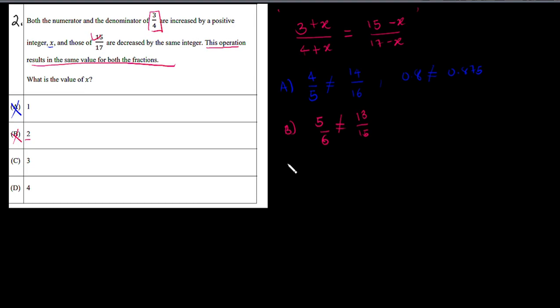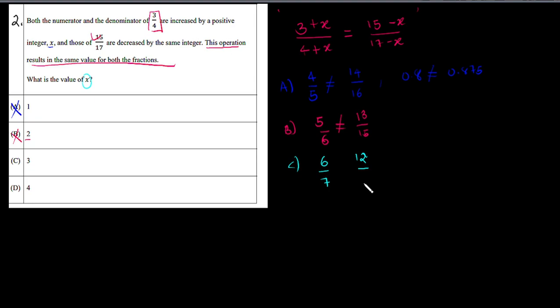Now let's move to option C. Option C has the value for x as 3. Let's replace this x with 3. On the left hand side we are getting 6 by 7. And here let's subtract 3 from this 15, so we are getting 12. And you have to divide. Let's subtract 3 from this 17, so we are getting 14.